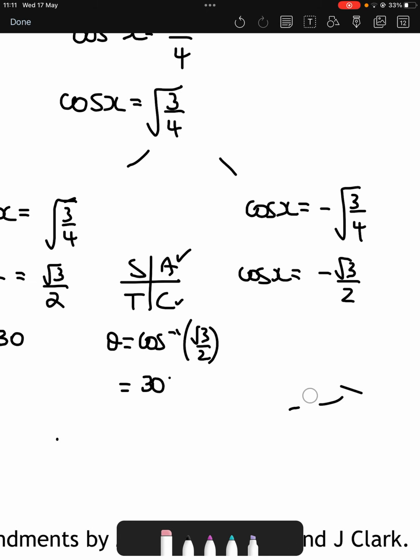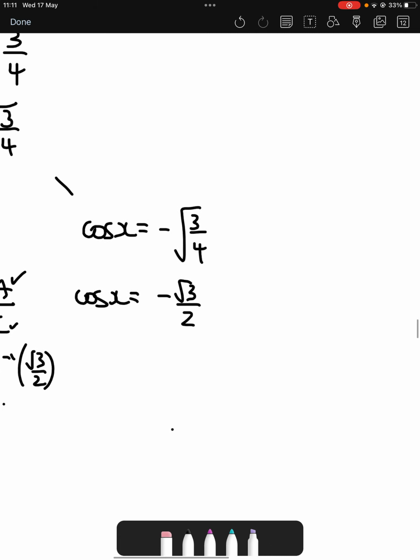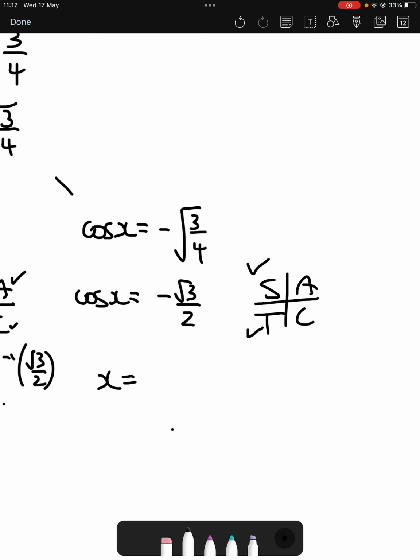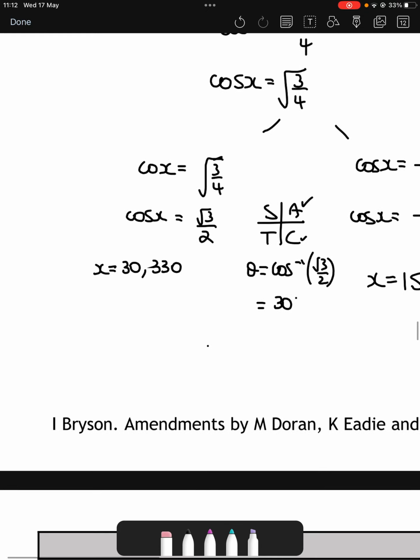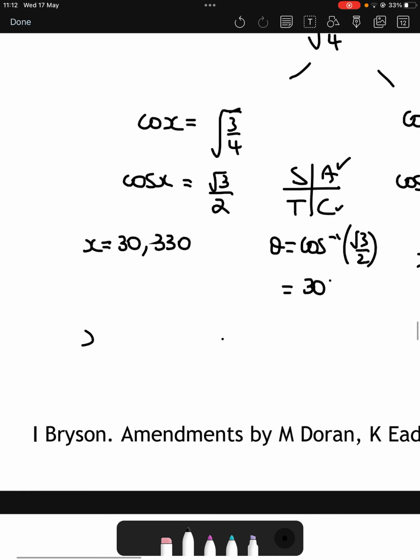And then over here, we're still going to be using that 30, but obviously we're going to have the negative of it. The negative quadrants, which are these two. So 180 minus, and then 180 plus. So 150 and 210. But our question is in radians. So we need to put all these back into radians. So we have, and I'm going to put them in order.